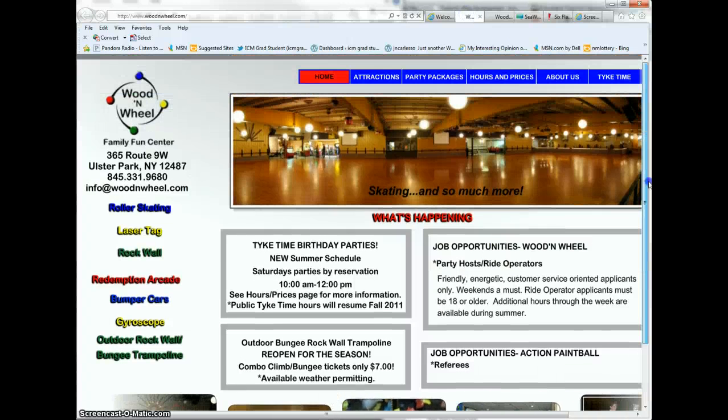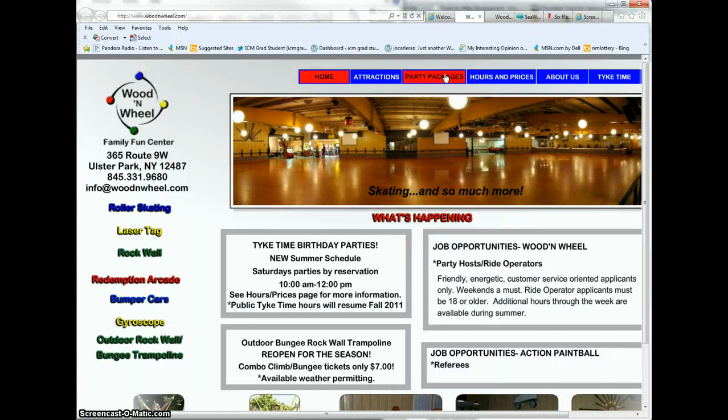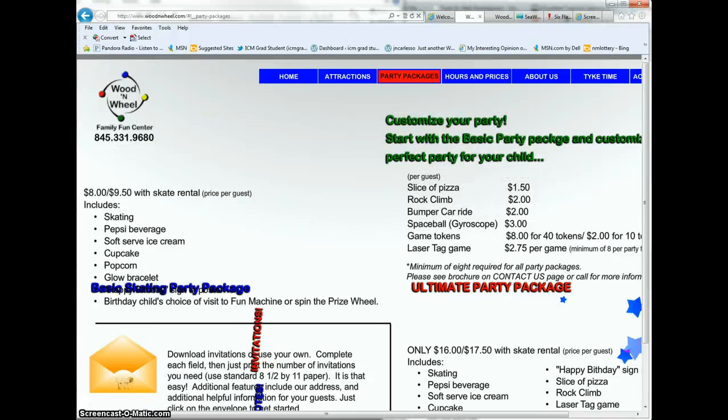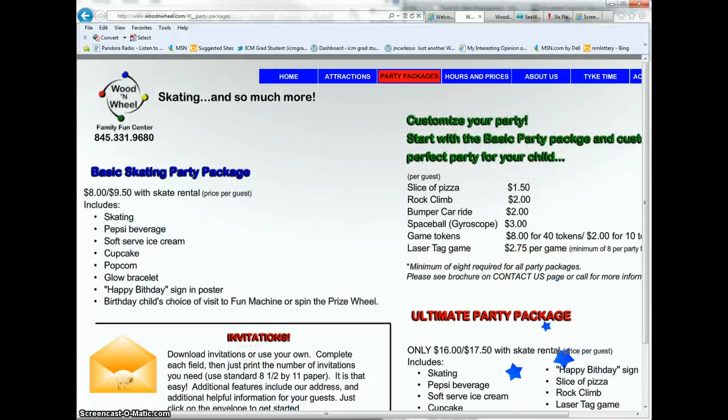But up here, let's go to party packages, and you'll see that this whole site is really the website PowerPoint from hell. You can see the typeface isn't consistent. Some of it's all caps, some of it's upper and lower. Again, it's hard to read. The stars are pretty annoying if you ask me.